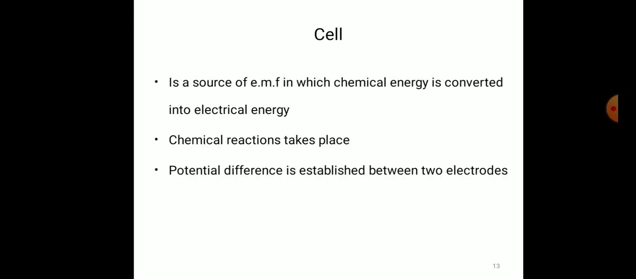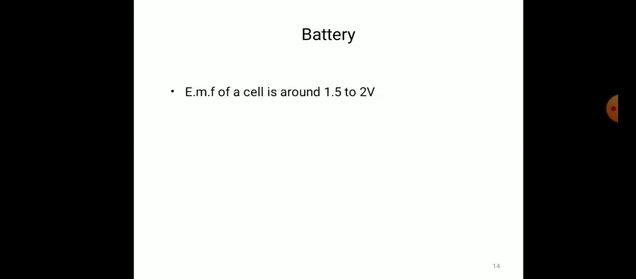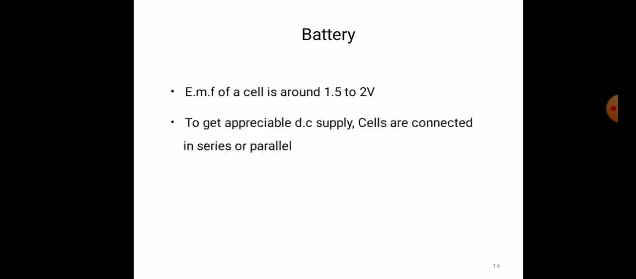Chemical reactions take place in the cell. A potential difference is established between the two electrodes, and that potential difference is used as a voltage source. The EMF of a single cell is around 1.5 to 2 volts, so it may have different values.